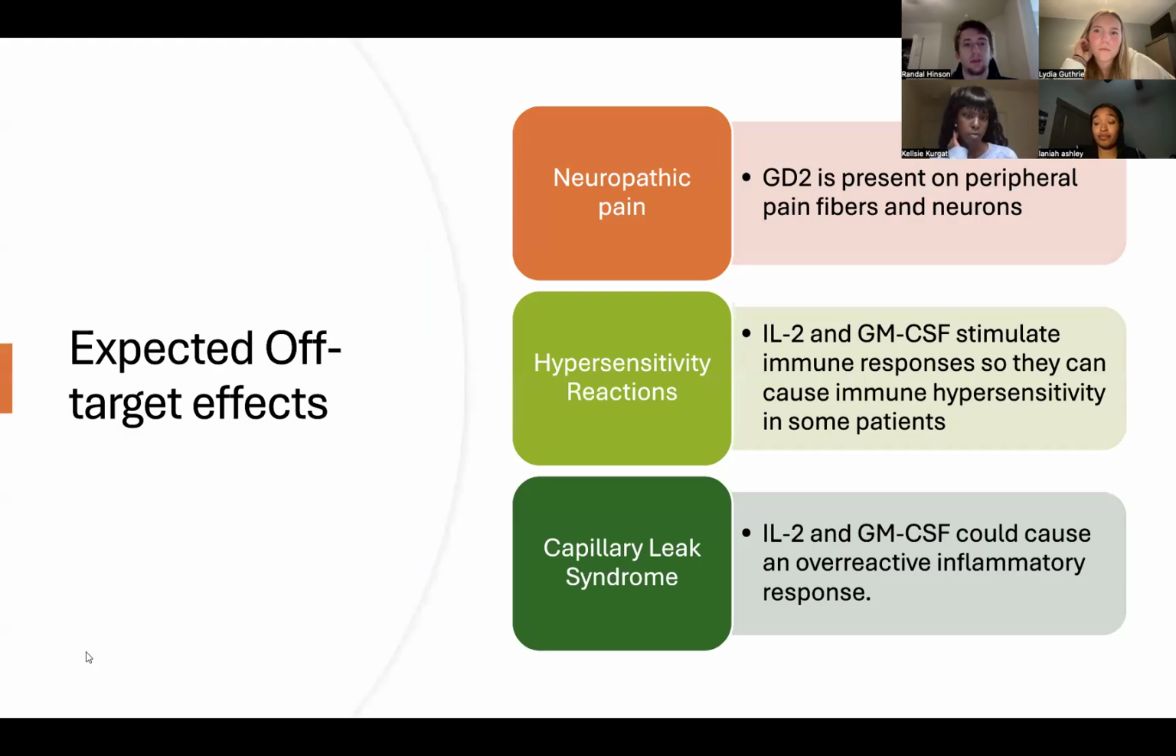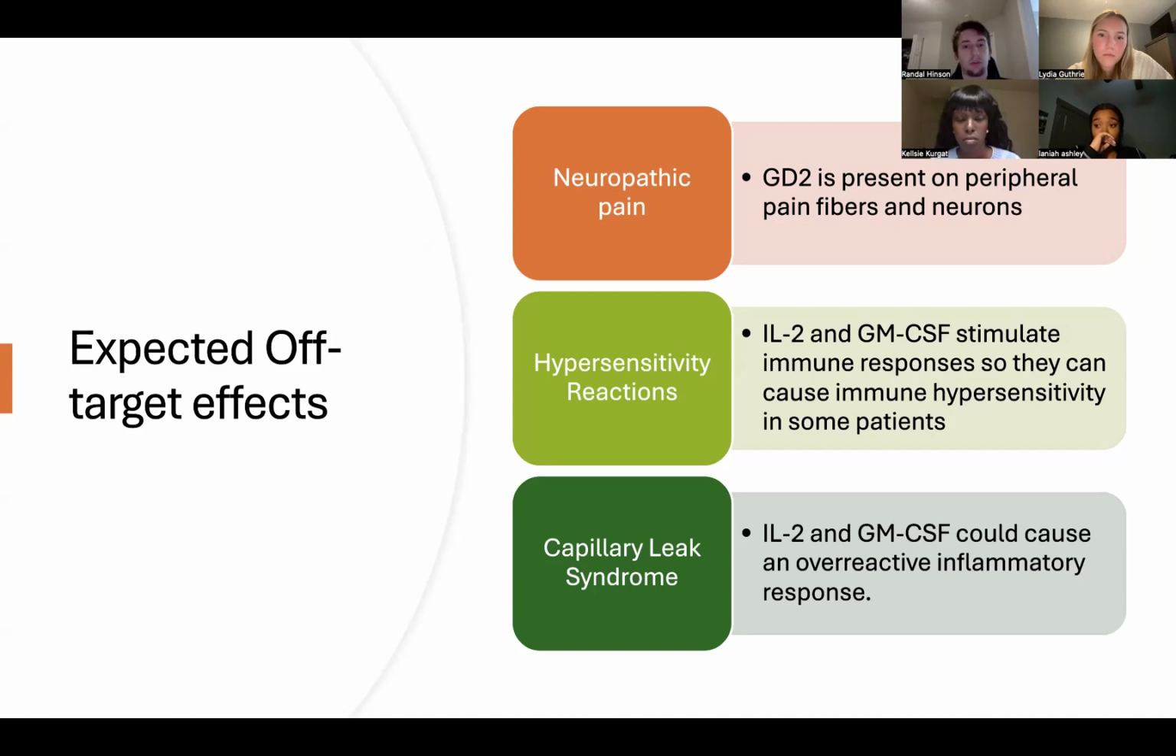And then since it targets those, it makes some expected off-target effects like neuropathic pain, which is just because that glycolipid is present on those peripheral pain fibers and neurons. And when dinutuximab binds to that GD2, it's going to cause the ADCC and the cytotoxic response to activate. If it binds, it can cause the immune system to attack and kill those normal pain fibers and neurons in the body, causing that neuropathic pain.